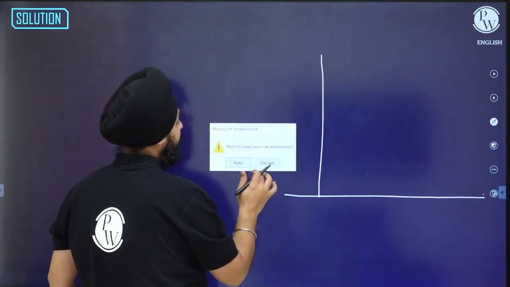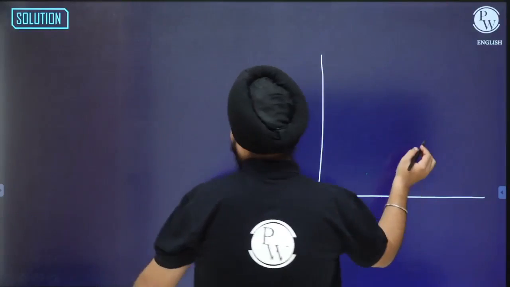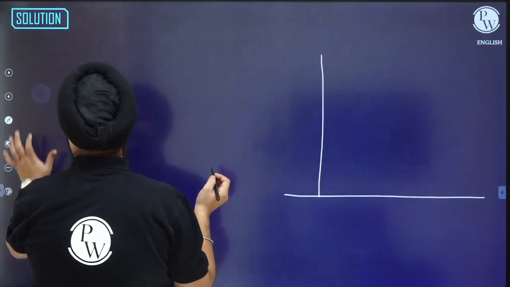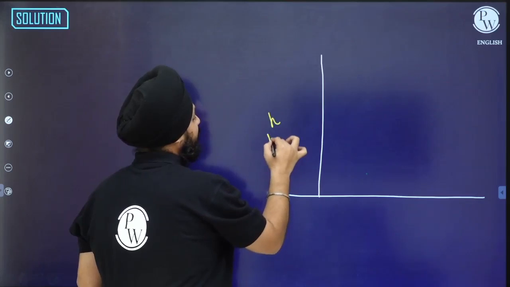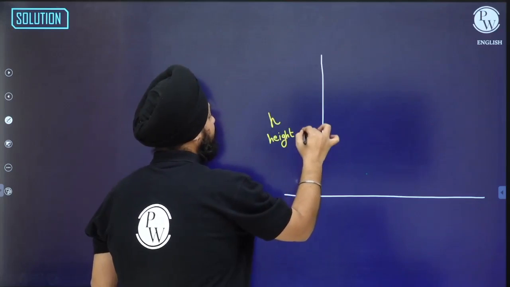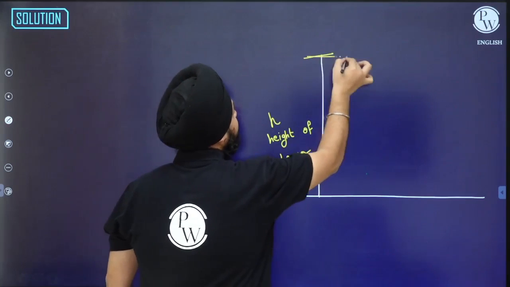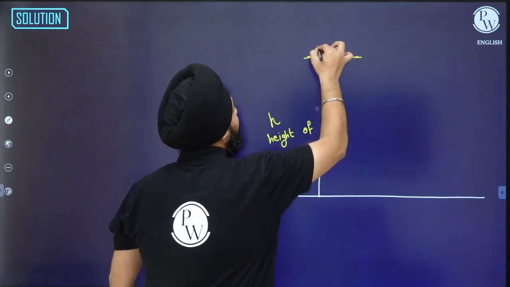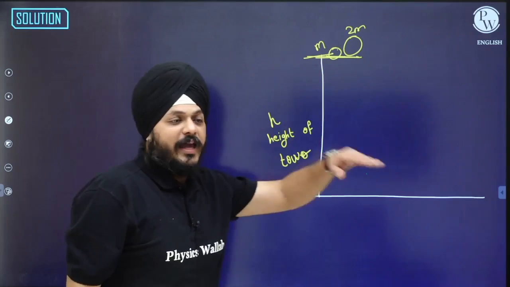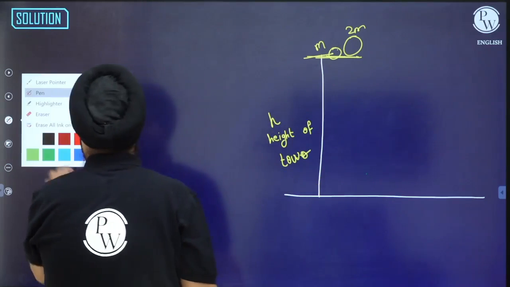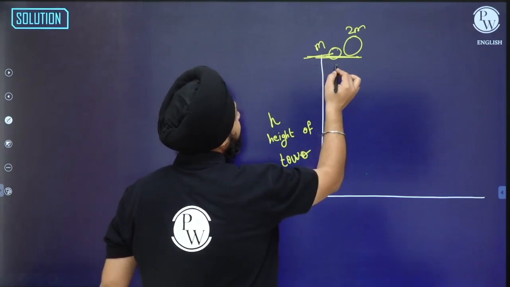Suppose this is h, the height of the tower. Okay, this is the platform. One particle is of mass m, the second particle is of mass 2m. Whenever they are thrown, they will follow some specific trajectory like this.